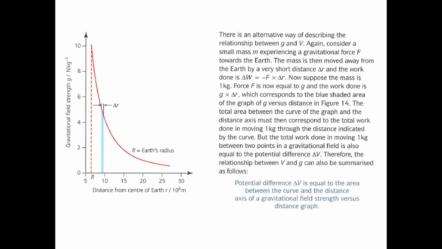You're going to have either a graph of g against r or V against r, and there will be involvement of the other variable. If it's a graph of g against r, there'll be involvement with V, and if there's a graph of V against r, then g is involved. The area under the line in this particular graph is equal to delta V, and in the potential graph, the numerical value of the gradient will be equal to g, minus g technically.